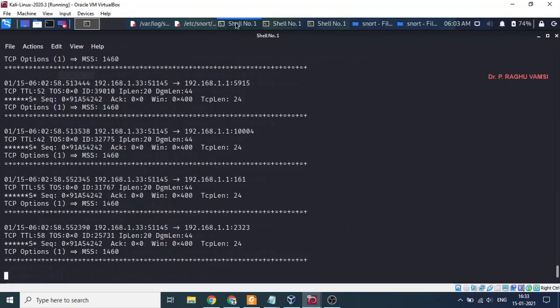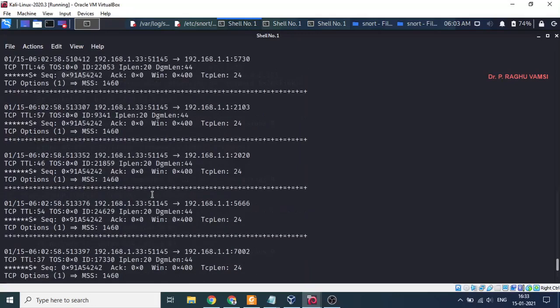Let us see if there is any. Okay, we got some information here. That means some TCP requests have come from .33 to .1. Some information. That means from .33 it is asking the network ID. Who are the IP addresses? What are the IP addresses in this range? And based on that, the SYN signals are going on.